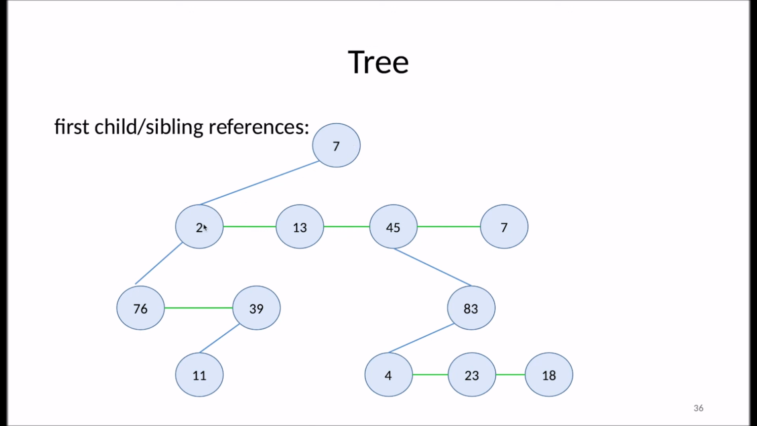Then 2 would have also 2 pointers. Its first child is 76. Its sibling pointer points to 13. 13 has a child pointer that is null because it does not have any children, but its sibling pointer points to 45. Now 45 has a child, 83, so that is the child pointer, and its sibling pointer points to 7.